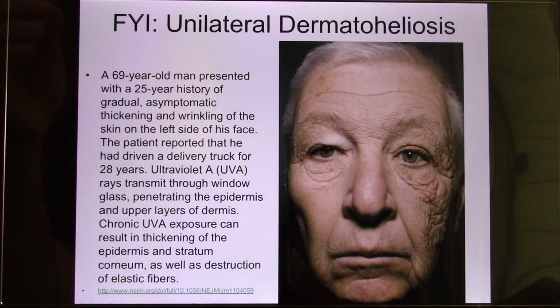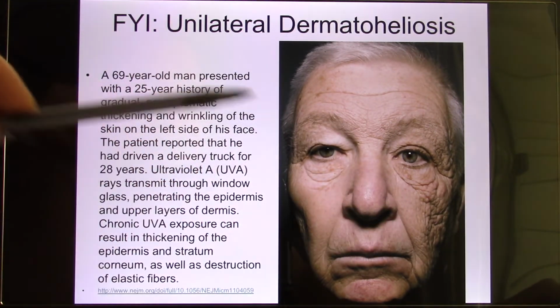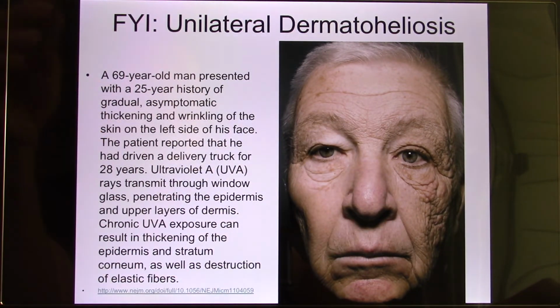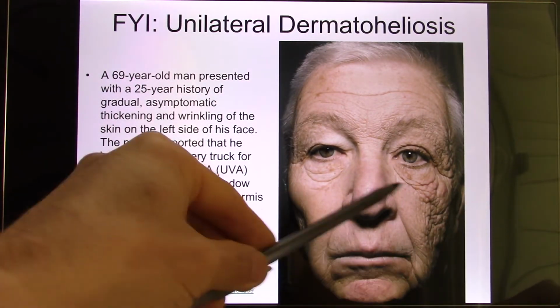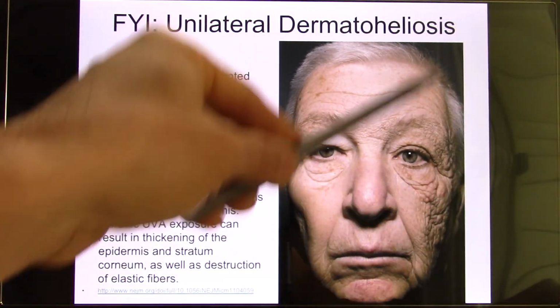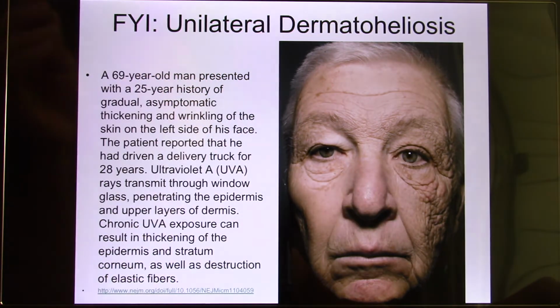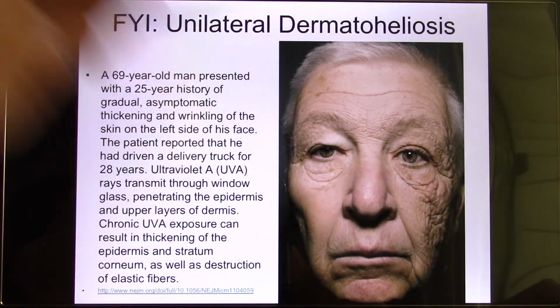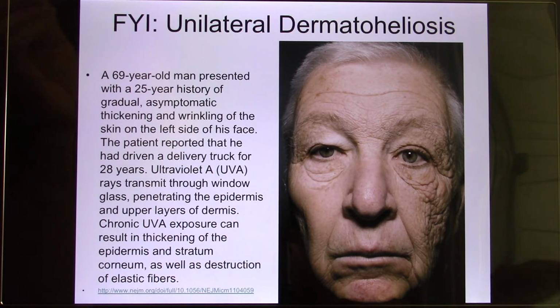Why is this gentleman's one side of the face 10 years older than the other side? Because he's a truck driver. So after 28 years of driving a pickup, it turned out the sun was always coming in this side, so it damaged the skin and gave more wrinkles compared with the other side. So this tells you, not too much UV.